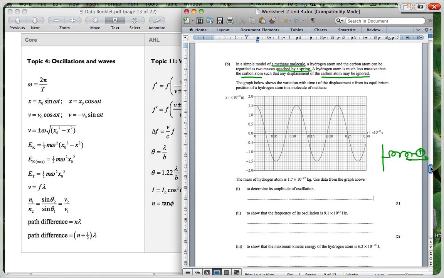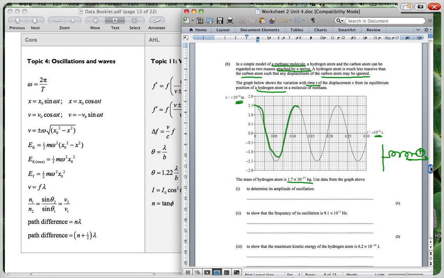The graph below shows the variation with time of the displacement x from the equilibrium position of the hydrogen atom in a molecule of methane. Now, you just got to be really careful here. Let's just look at your graph. Firstly, this is the basic cosine graph we've got here, which we know. You need to watch these multipliers. This is 10 to the minus 10 and 10 to the minus 13. So don't forget those when you're working out the problems. You also get told that the mass of the hydrogen atom is 1.7 times 10 to the minus 27 kilograms.